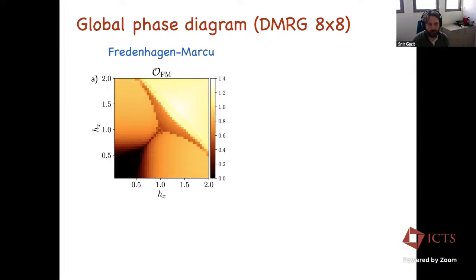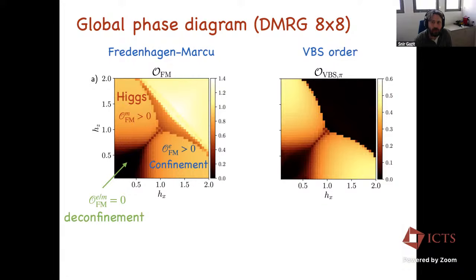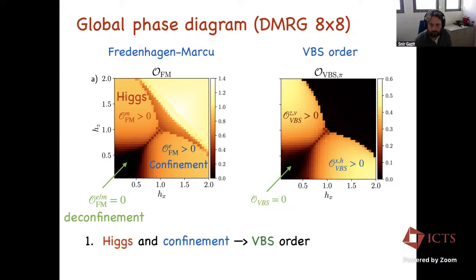So indeed, we see that in the deconfined phase, at small values of Hx and Hz, it's vanishing. So we're in a deconfined phase. But as we crank up the string fields, the field strengths, we obtain either a Higgs phase or a confining phase, depending on whether we crank up Hx or Hz. Now let's look at the VBS order. And very nicely, again, we see that in the deconfined phase, it vanishes. But as we crank up the string field strengths, we have a finite VBS order that occurs in tandem with the confinement and the Higgs transition.